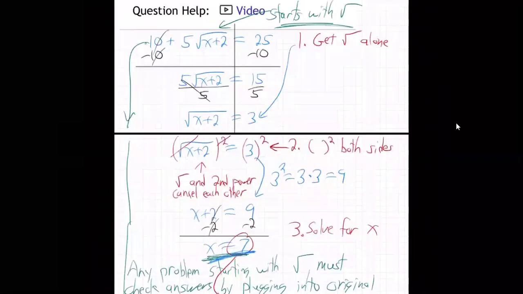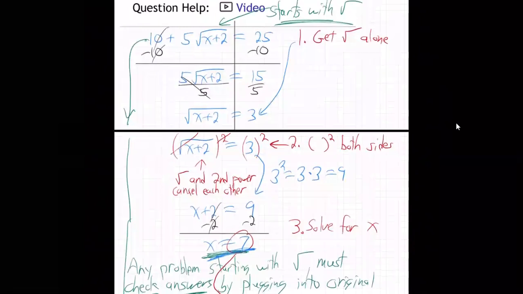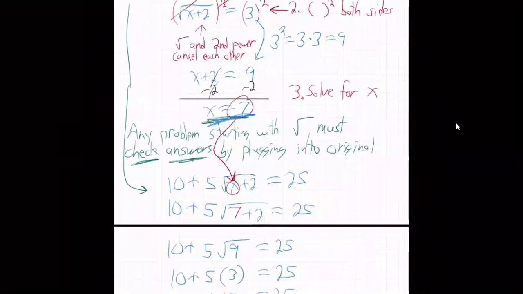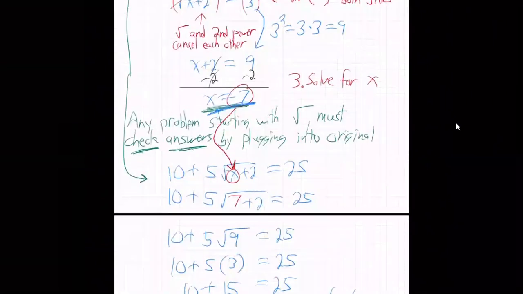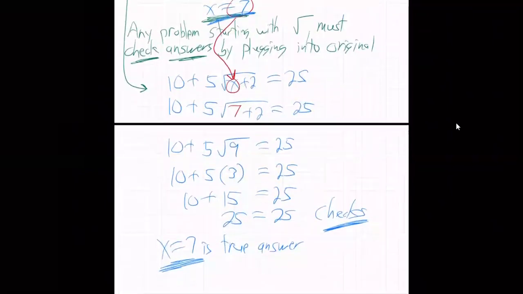So how do we solve square root equations? Step 1, we get the square root alone. Step 2, we square both sides because the 2 power cancels a root. Then you just solve for x, but you must check any problem that starts with a root. You can put that in your notes, and you need to check any problem that's starting with a root to make sure it's really right. There we go.